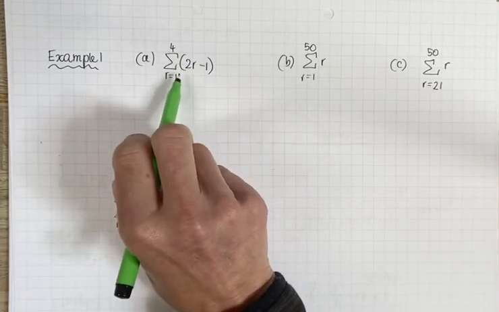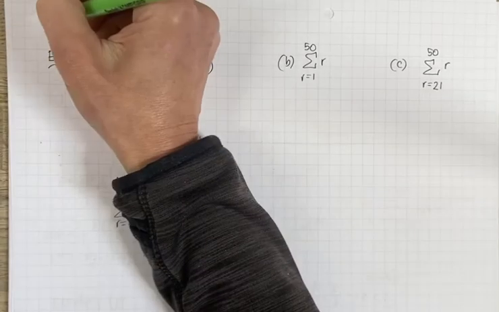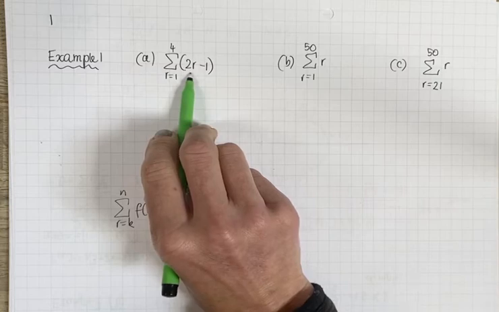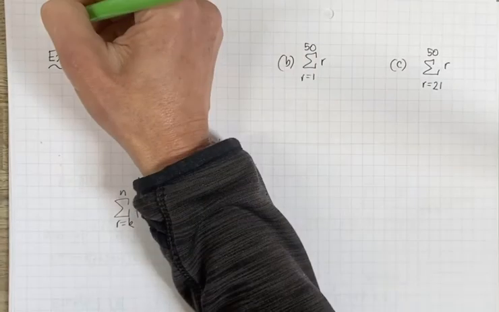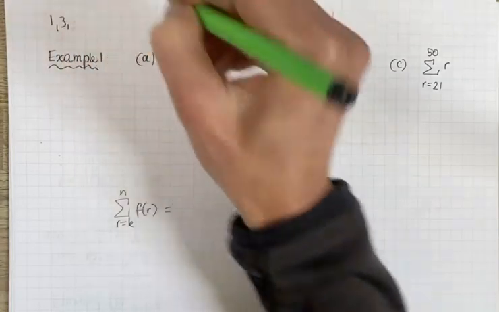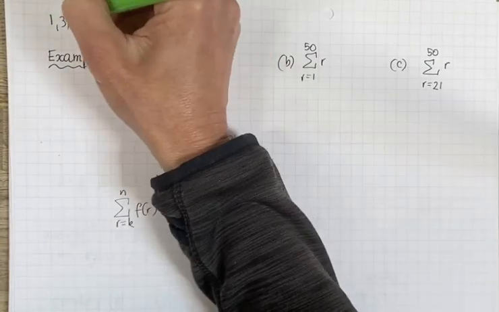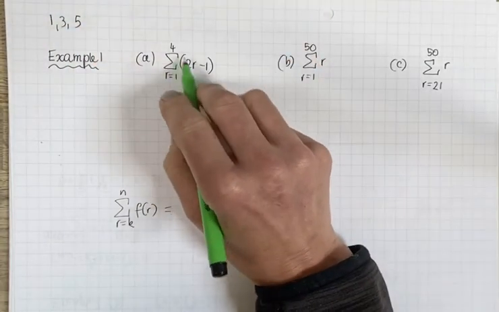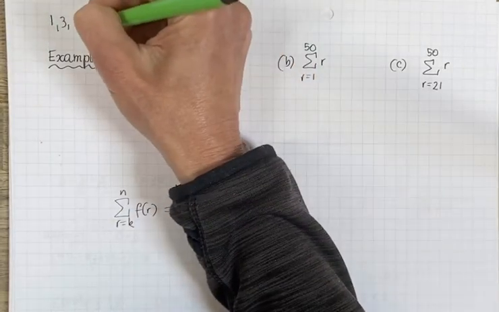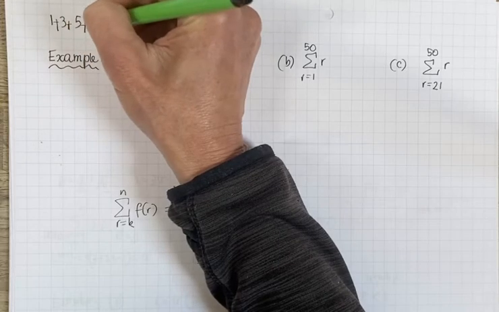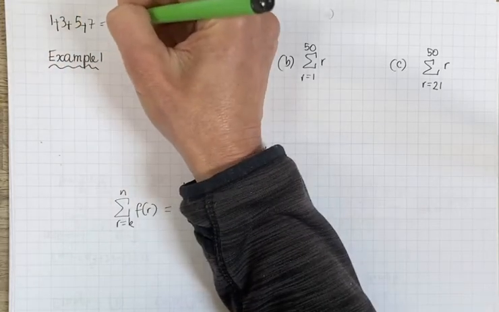very easily. So do 2 times 1 minus 1, so that would be 1. 2 times 2 for the second term minus 1, so that gives me 3. And then you've got 2 times 3 minus 1, so it's 5. And 2 times 4 minus 1, that gives me 7. If I add them, you're going to get 16.